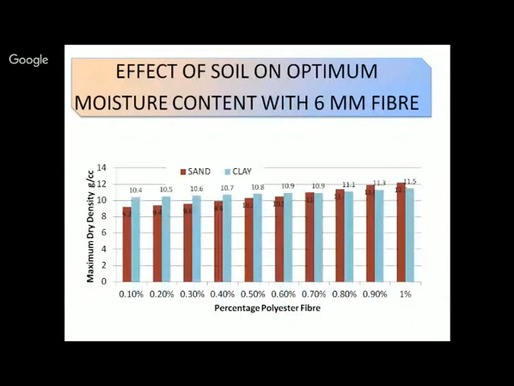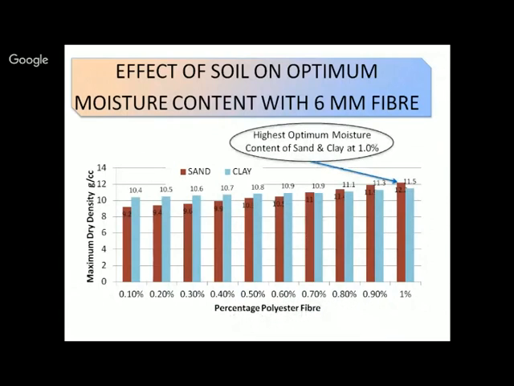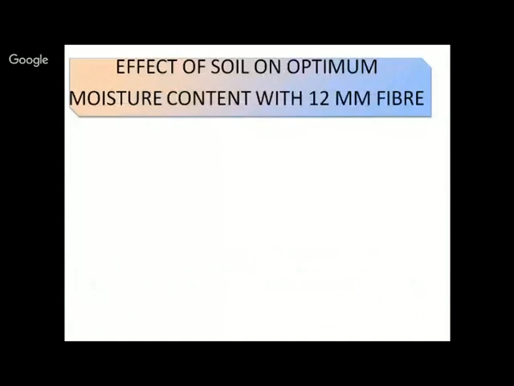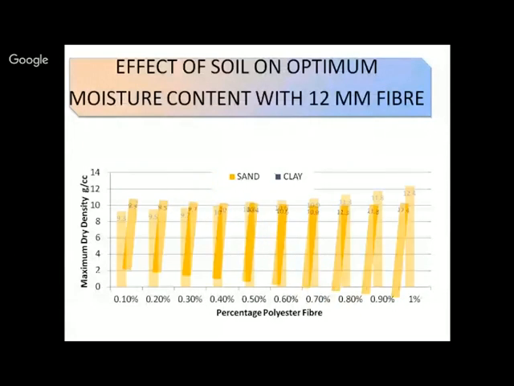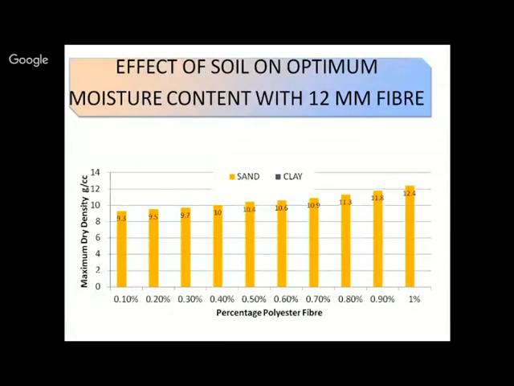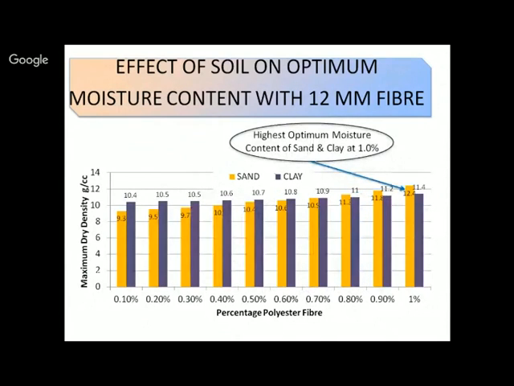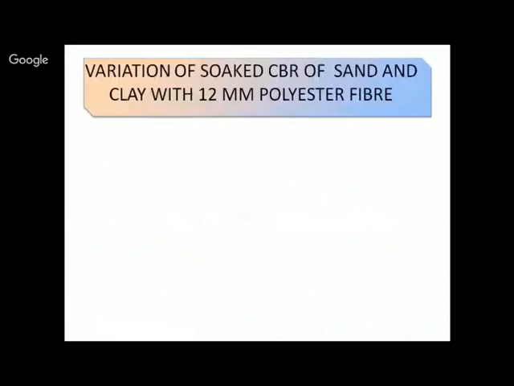Similarly, the effect of soil on optimum moisture content with 6 mm fiber was again at 1%, and the values were 11.5 and 12.2. Comparing the results of sand and clay for 12 mm fiber, we can see that the highest value again comes at 1%, giving similar results in both the soils and both types of fiber.